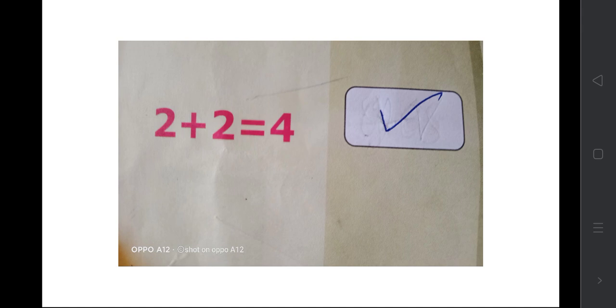We will make mistakes, but the computer will not at all make any mistake. It will give you the perfect answer.